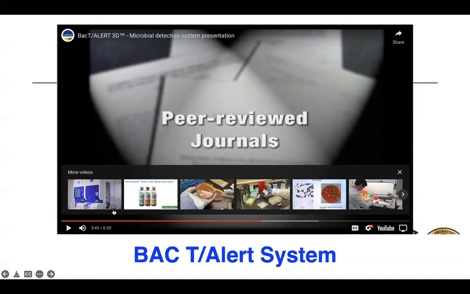Quite interesting. Once it alerts us for a positive output, that's our signal to take out the bottle and perform gram staining and sub-cultivation as well.